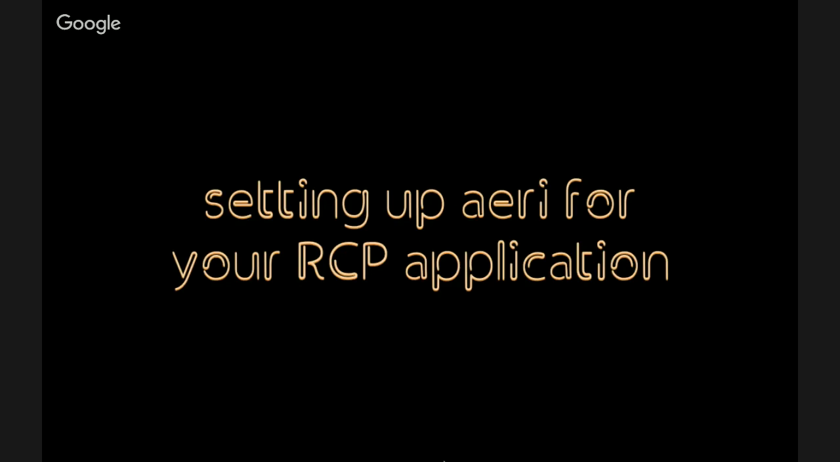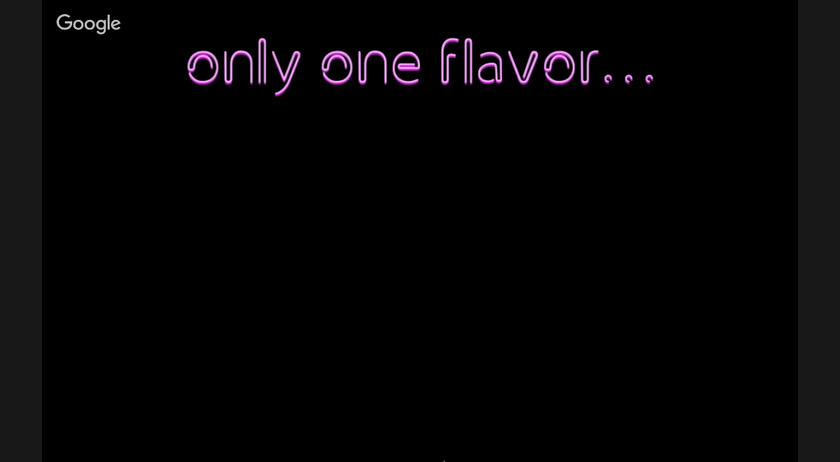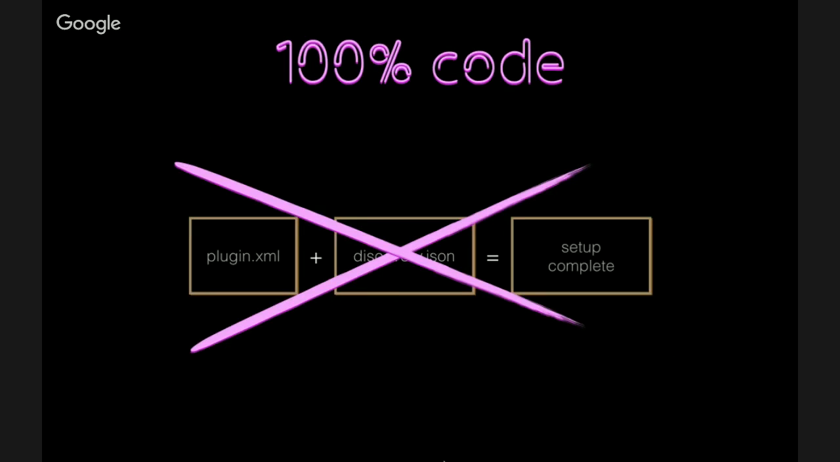Okay, so setting up AERI for your own RCP application. This is a little bit more complex, because there's only one flavor, and the flavor is 100% code. So there's no plugin XML, no discovery JSON file, and nothing that helps you to complete the setup in just 2 clicks. It's really a 100% code thing.